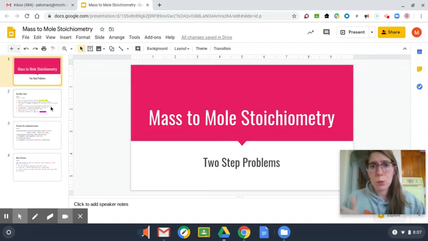So mass to mole stoichiometry, it's just one extra step. It's actually taking all the skills that we learned with mole conversions, so moles to atoms, atoms to moles, and then moles to grams, and then grams to moles, and applying it here. So you will have one more step, and that's either going to be converting from moles to grams or converting from grams to moles. And we have two problems in here that will cover both ways.